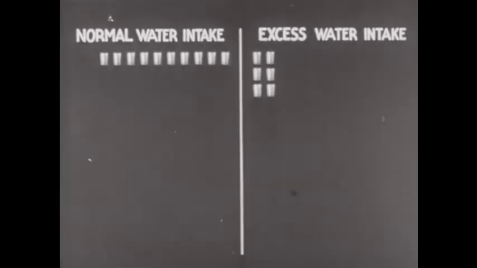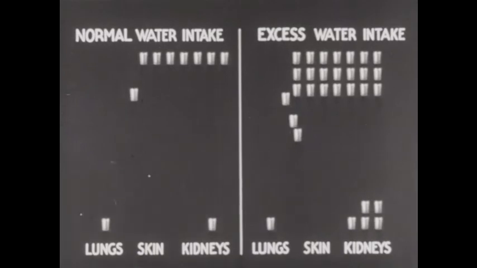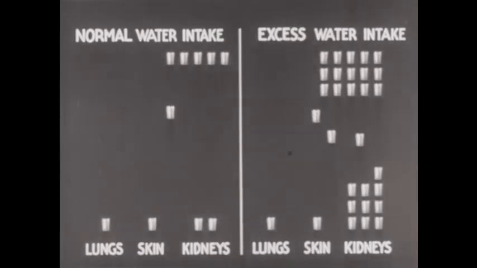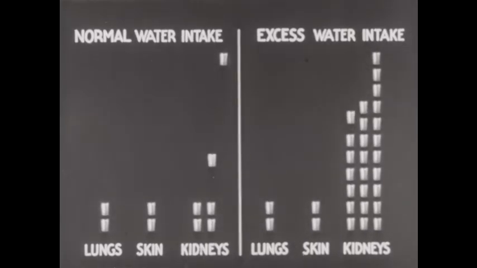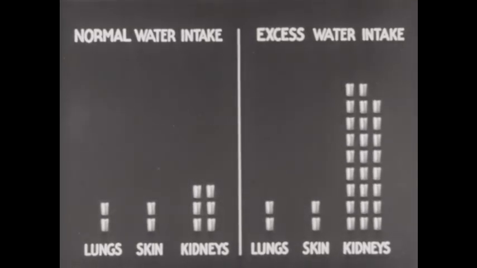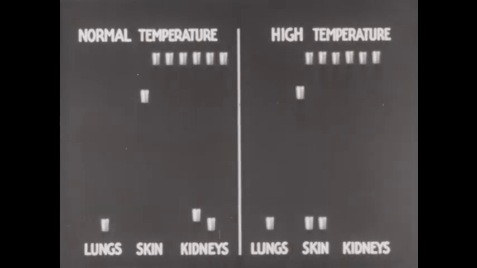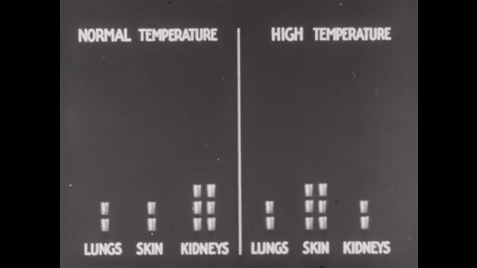On normal water intake and on excess water intake, the same amounts of water are lost in 24 hours through the lungs and through the sweat glands. But the excess water is removed by the kidneys as dilute urine, illustrated on the right. Compare the water loss under normal temperature and under high temperature, while keeping the water intake the same in both cases. A man exposed to high temperature loses much more water through the skin by sweating, and less through the kidneys.